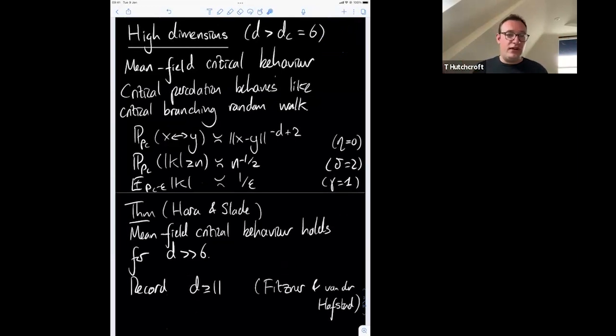So there was this whole technology developed in the 90s by Hara and Slade called the lace expansion. It was first introduced by Bridges and Spencer for self-avoiding walk, and then developed much more extensively and also extended to percolation by Hara and Slade. Basically they proved that all this stuff is true in sufficiently high dimensions. Originally they needed the dimension to be at least 19 or something like that.